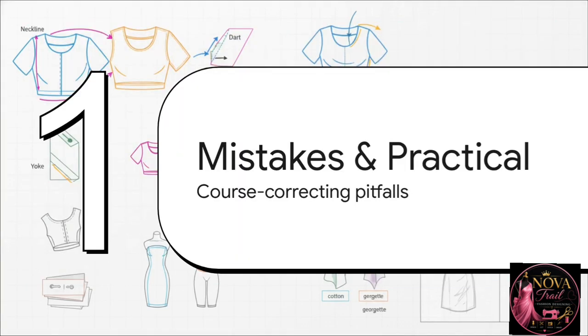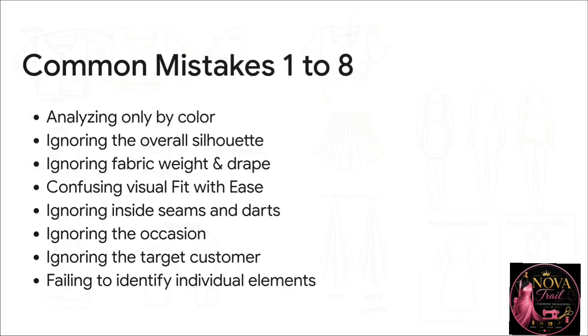And that brings us perfectly to Section 3, Mistakes and Guided Practical, where we course correct those amateur pitfalls. The curriculum warns against some really critical beginner mistakes. Novices often make the mistake of analyzing a piece purely by its surface colors, or completely ignoring the overall silhouette and how the fabric actually drapes. We just talked about fit versus ease. Confusing those two is a huge red flag. You also can't ignore the inside construction details like seams and darts. And if you forget the occasion, the target customer, or fail to identify individual design elements, well, that's a quick way to fail an analysis.